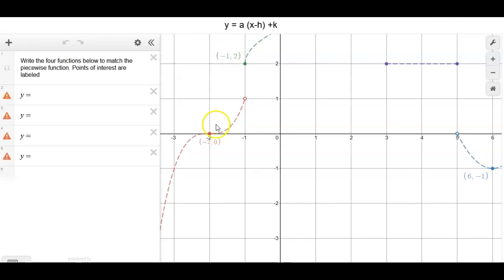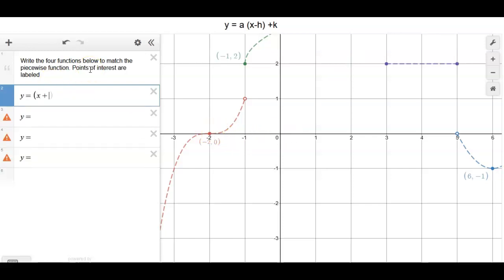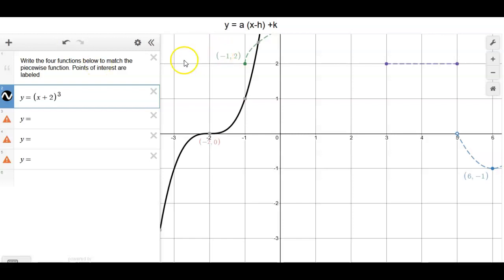So on the first one, on the red one here, this is a cubic function. So the parent function would go through 0, 0. We have this function going through negative 2, 0. So this would be x plus 2 cubed. But you notice that this graph ends at 1, 1.